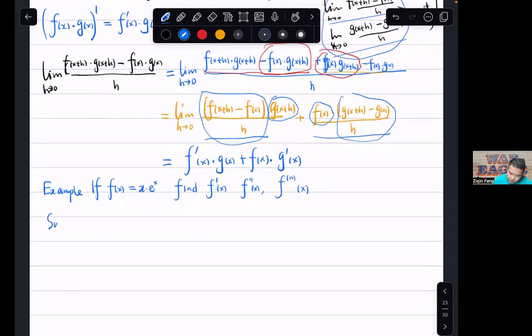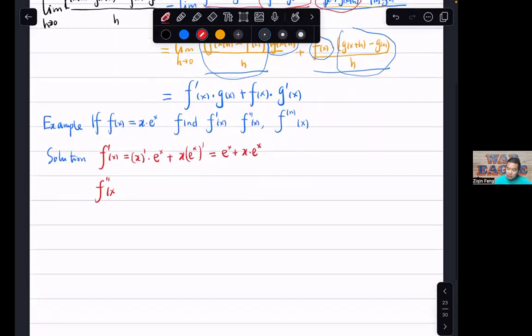Solution. And by our product rule, we know that f prime of x is x prime times e to the x plus x times e to the x prime, right? Then apply the derivative of x, which is 1, and the derivative of e to the x, which is e to the x. You get e to the x plus x times e to the x, right? And f double prime of x, right? How do we do that?